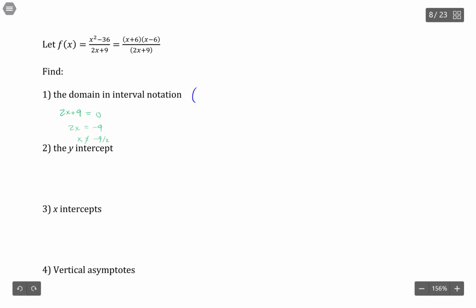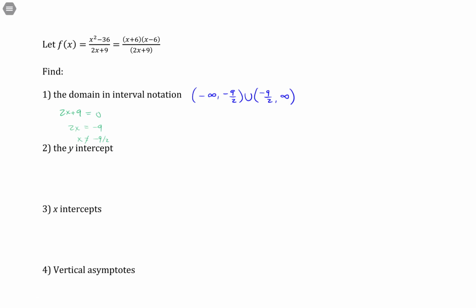So to write this in interval notation, what I need to do is say this is the interval from negative infinity to negative 9 halves, and then from negative 9 halves to positive infinity. And that just is all the values from negative infinity to positive infinity, except for negative 9 halves.